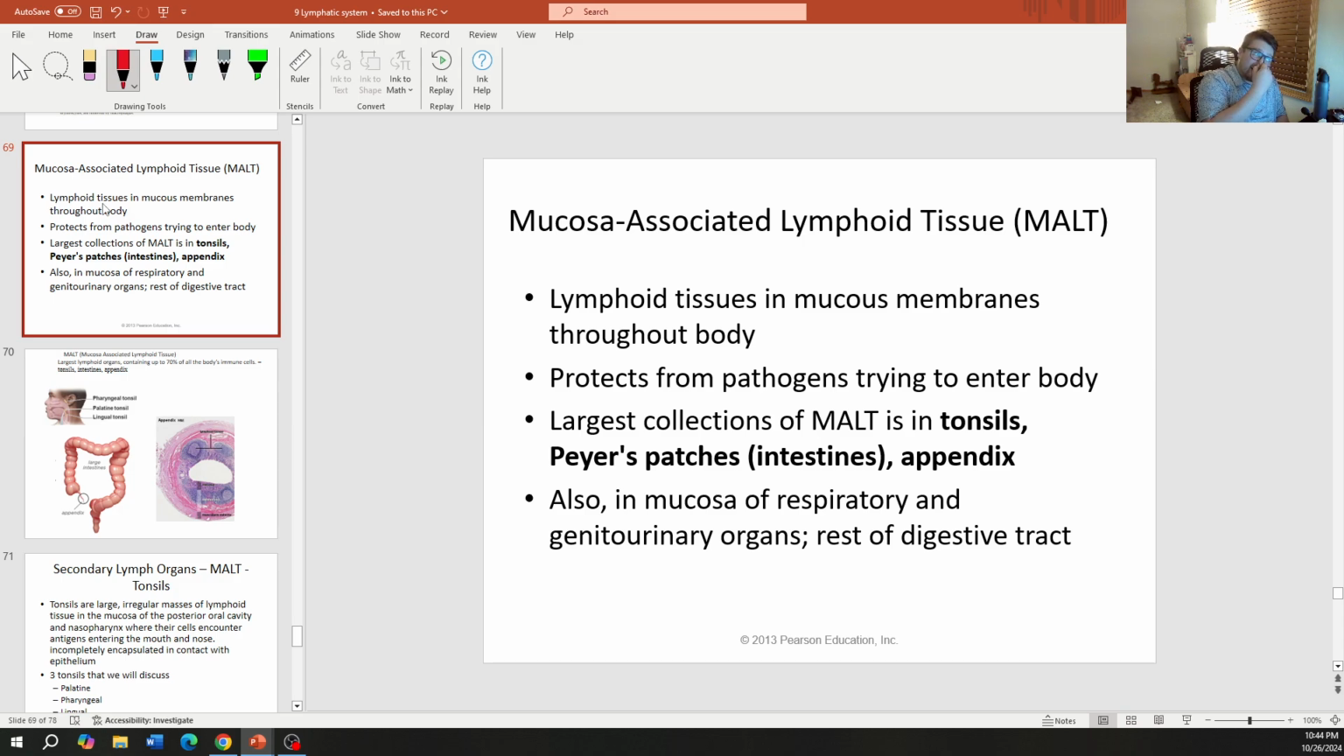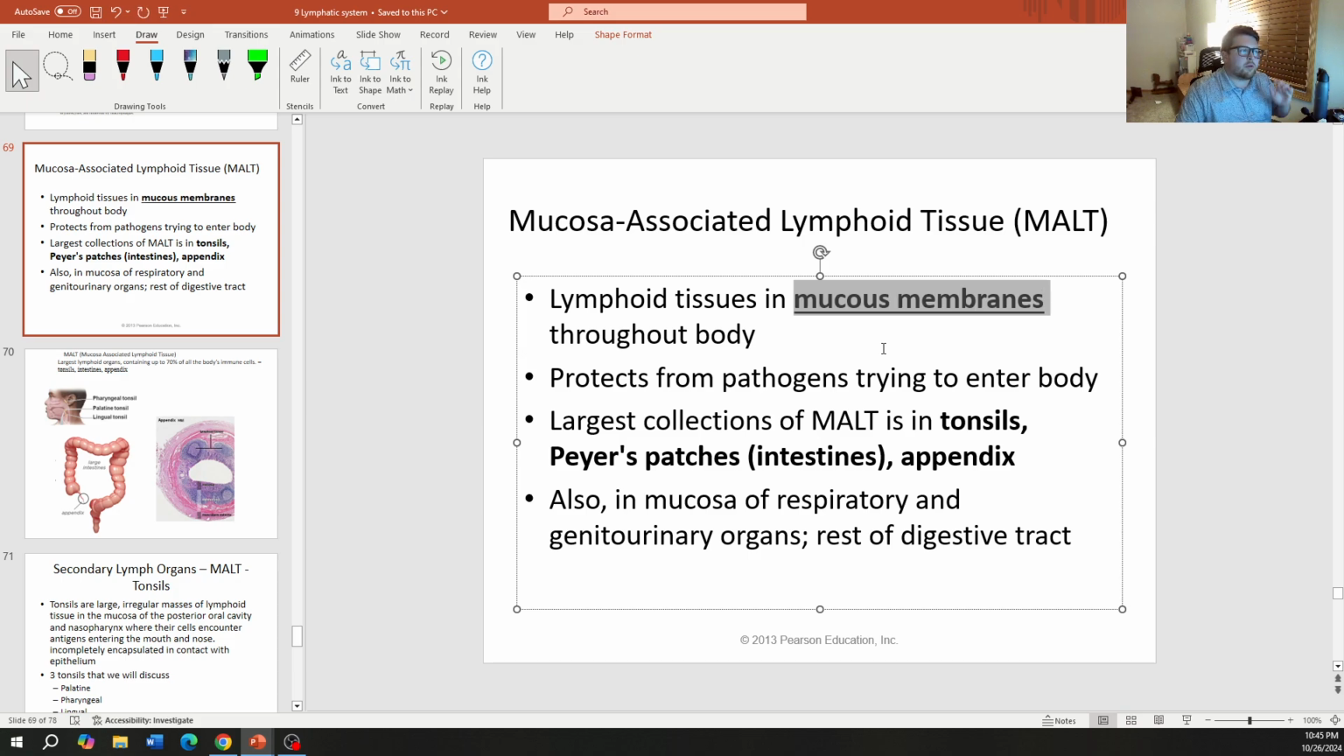Okay. Finally, we have our last type of organ, which we call MALT, mucosa-associated lymphoid tissue. This is lymphoid tissue in mucous membranes throughout the body. It protects from pathogens trying to enter the body. Specifically, these are located in the tonsils, in these structures called Peyer's patches located in the intestines, as well as the appendix. We don't talk about the appendix really in this lecture. Just understand it is another organ that's involved that has this type of tissue.